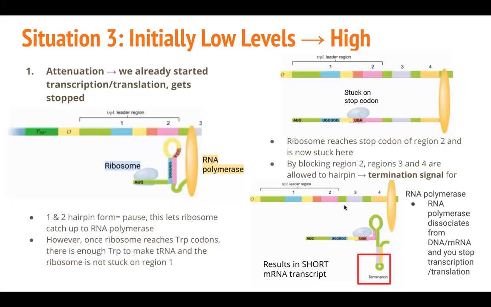So this is that case where, in order for transcription to even start, the levels of tryptophan had to have been low. But once you get enough as you're translating, because they occur at the same time, this 3 and 4 hairpin will form and termination of transcription will occur.